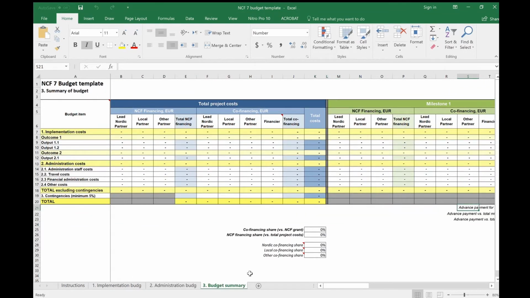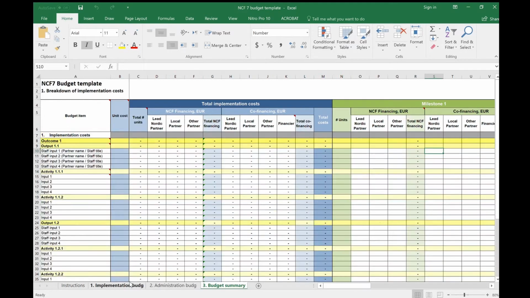We recommend that you start with reading the instruction sheet. The implementation budget and the administration budget sheets should first be filled in, and only then the summary budget can be completed.